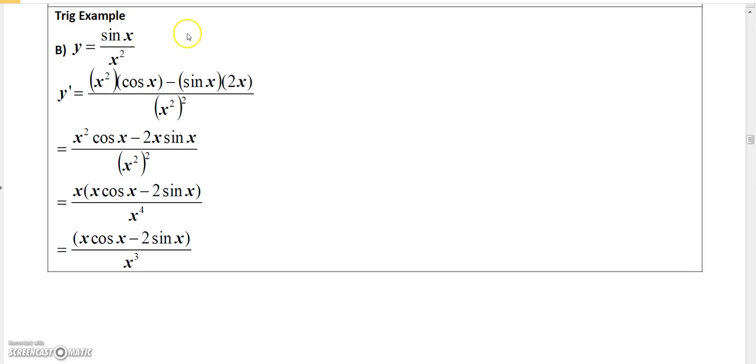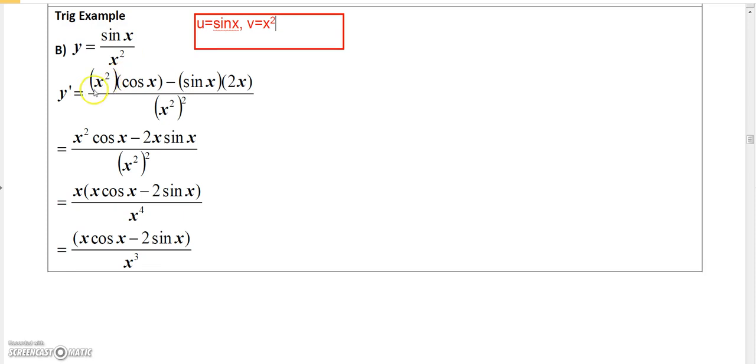Okay. Now remember, let me go ahead and write this out for you so you know what the u and v are. The u here would be the numerator, sine x, and the v would be the denominator, x squared. So using the quotient rule, I take the denominator, which is x squared, or v, and multiply it by the derivative of the numerator, so the derivative of u.